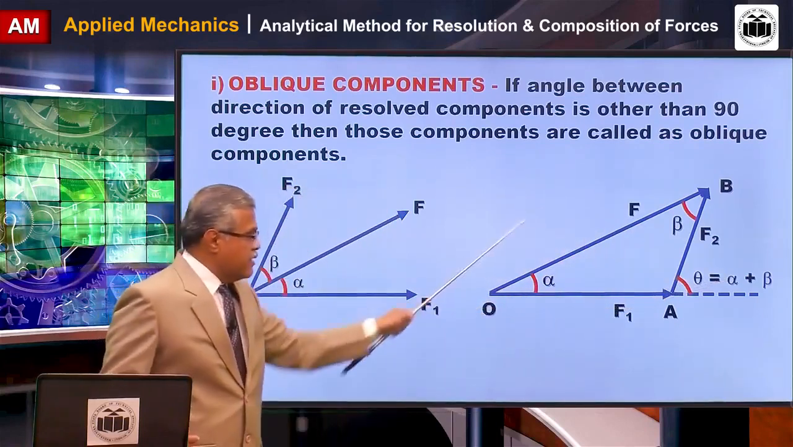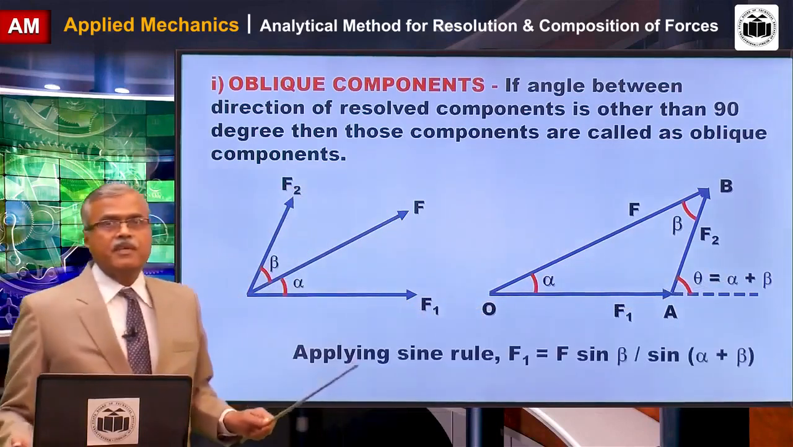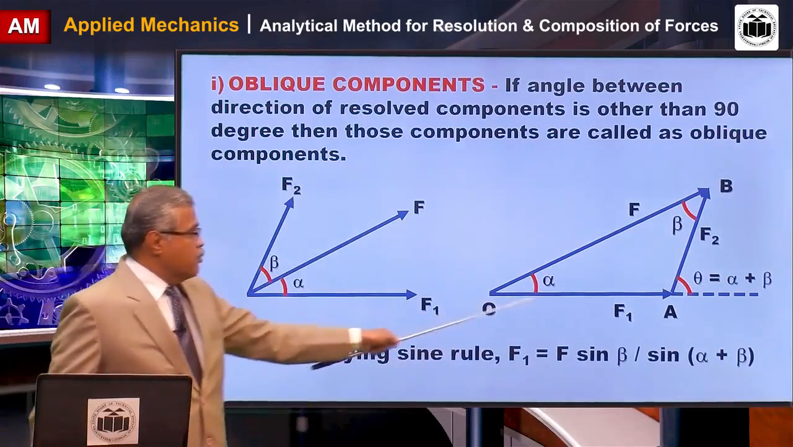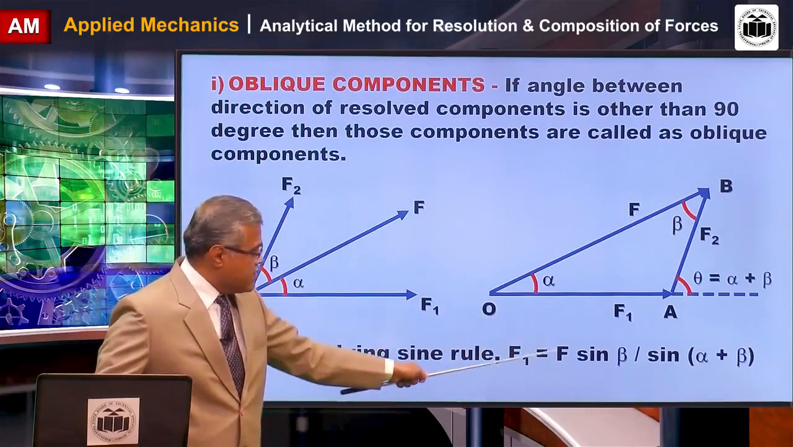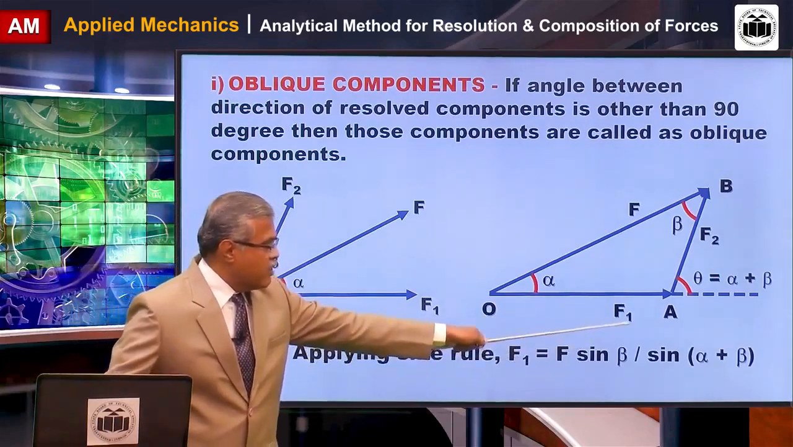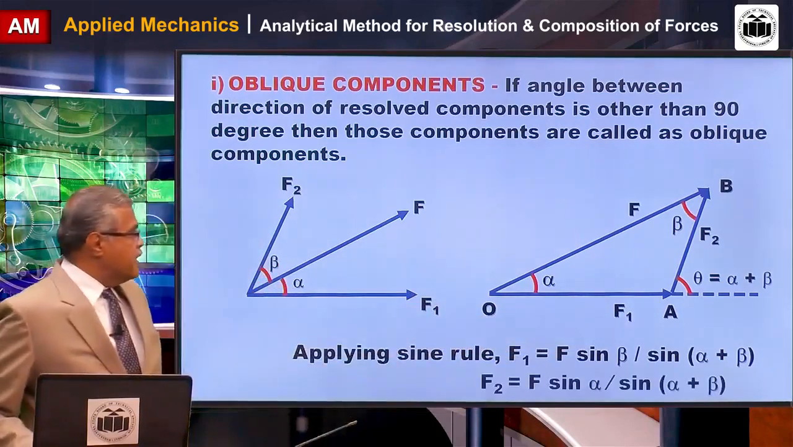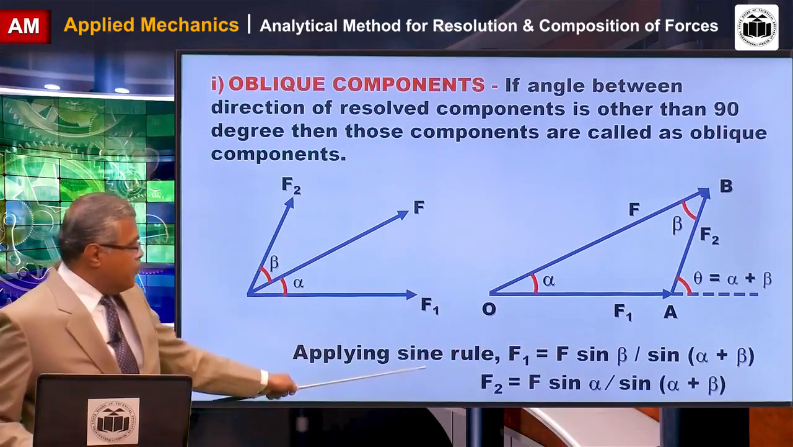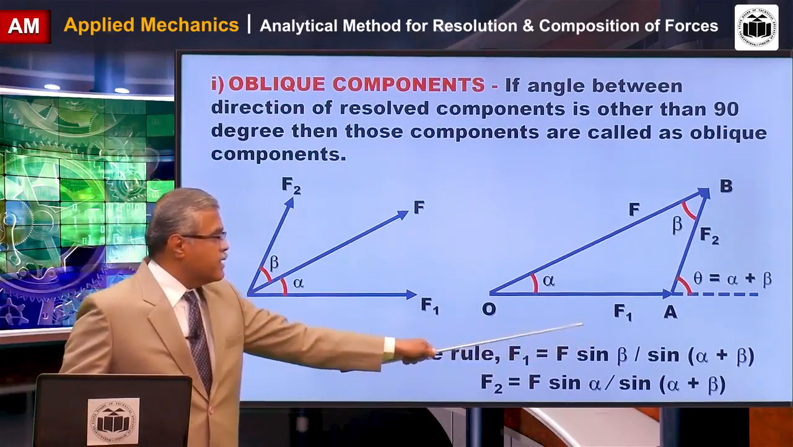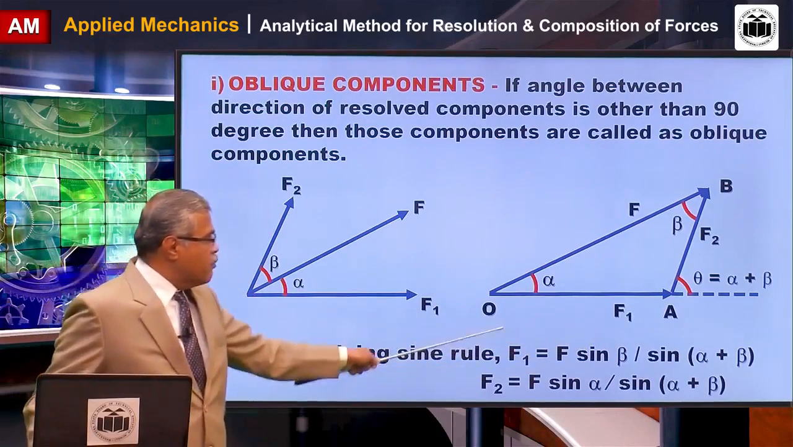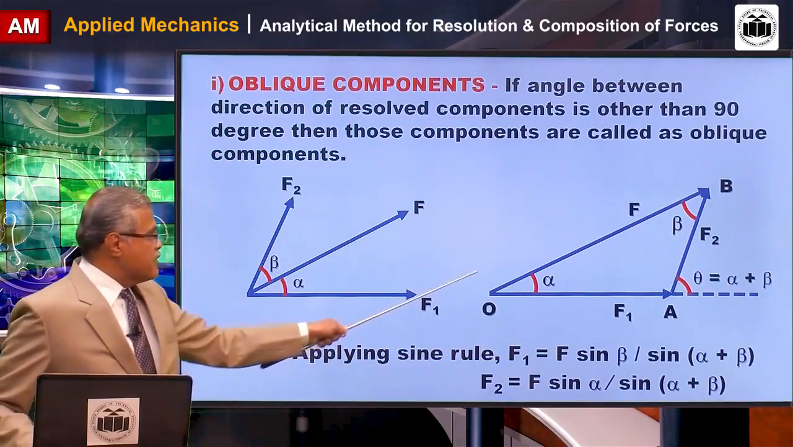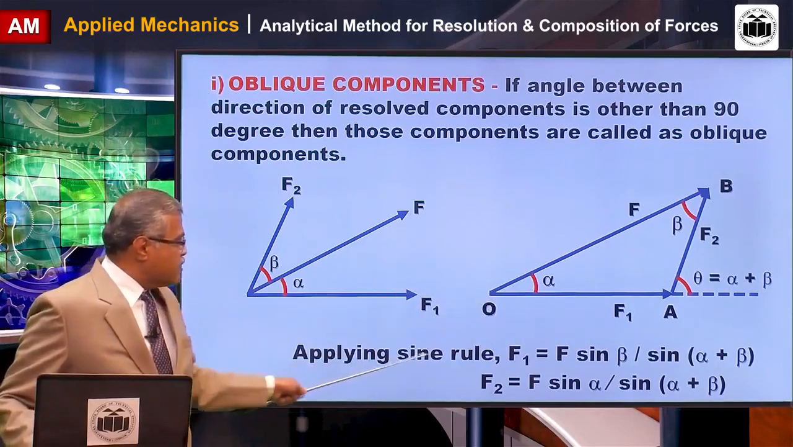Now to this triangle we can apply the sine rule. By application of the sine rule, the component F1 can be determined as F1 is equal to F sine beta divided by sine of alpha plus beta, and similarly F2 is equal to F sine alpha divided by sine of alpha plus beta. So these are the two oblique components F1 and F2, and this can be determined by making use of this figure and application of the sine rule.